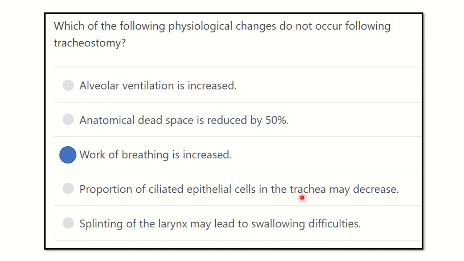Proportion of the ciliated columnar cells in the trachea may decrease. Yes, it may decrease, because the air is not purified by the nose and paranasal sinuses. It enters directly into the trachea. So for this reason, the cilia may be injured or insulted and may get damaged.